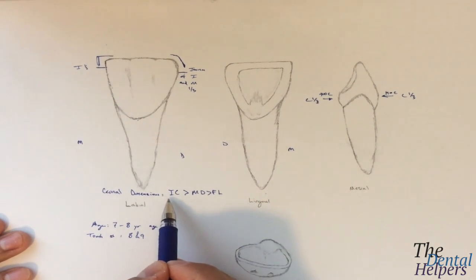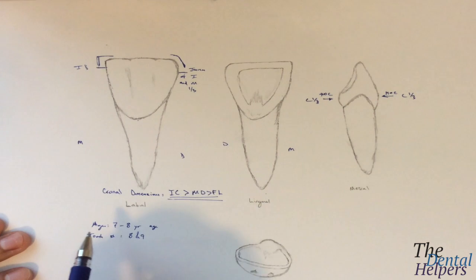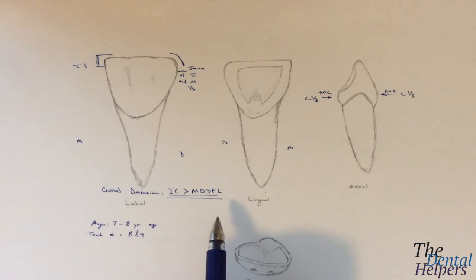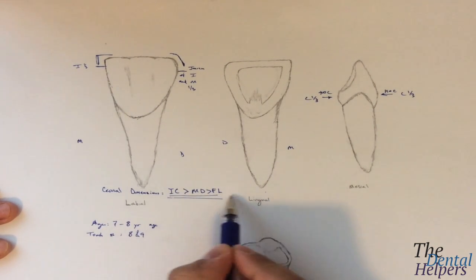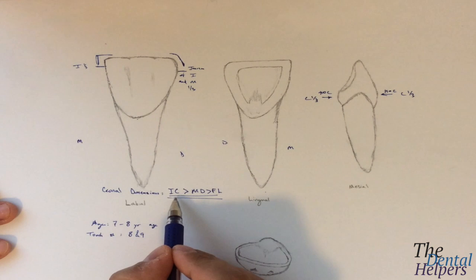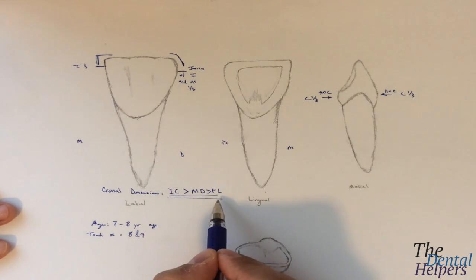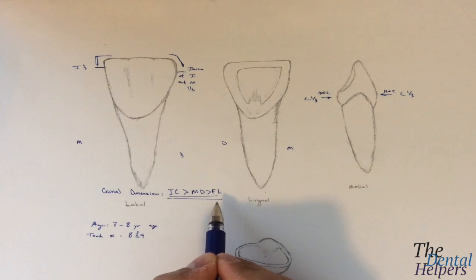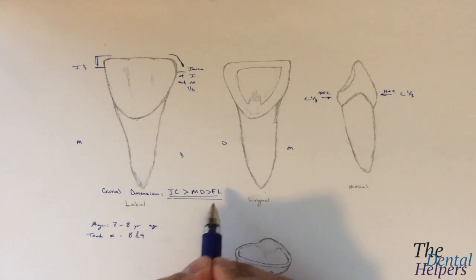You can basically memorize this for the maxillary. If you see a question about maxillary central incisors, or the maxillary incisors in general, it's always going to be this: incisal cervical is going to be greater than mesial distal, which is greater than facial lingual. This is not going to be the same for the mandibulars. So just commit this to memory for the coronal dimensions of the maxillary teeth.